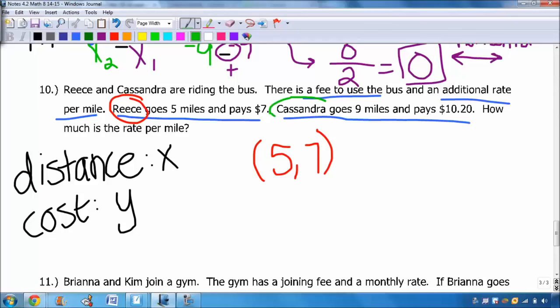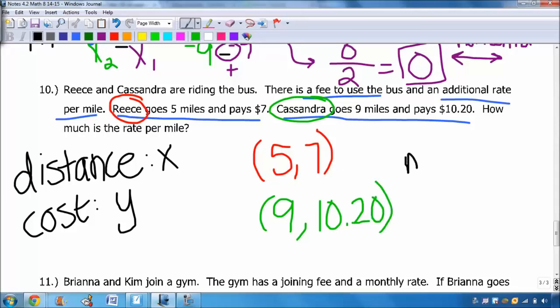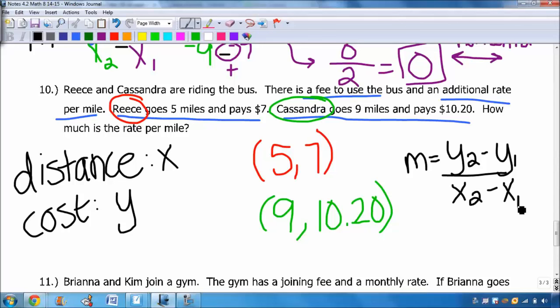So I know Cassandra's distance is 9, which is x, and that she paid $10.20. So now all I have to do is plug in my information into the slope formula. So let's go ahead and talk about how to do that. So y2 minus y1 over x2 minus x1.